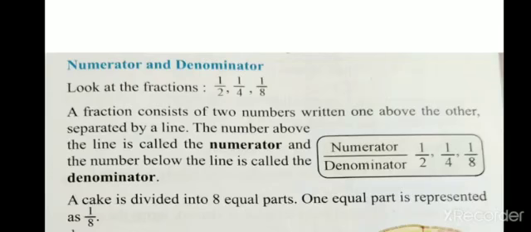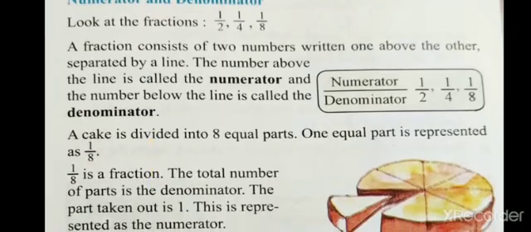Then what is the denominator? The denominator is the number of equal parts the whole is divided into. And the numerator is a part of the total number of equal parts, but the denominator is the total number of equal parts.